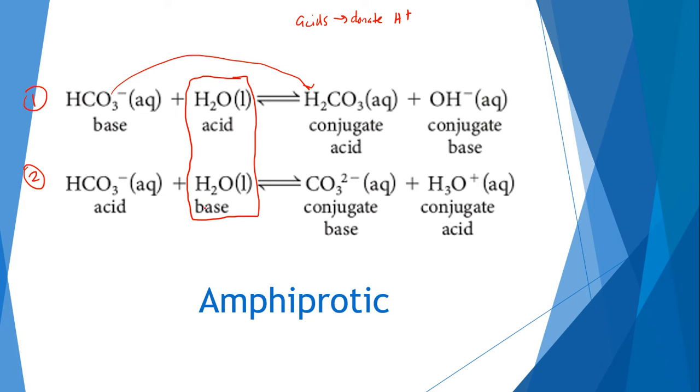Down here, water can act as a base by gaining protons. So bases gain an H+. So notice I went from having 2 hydrogens over here to having 3. This is an acid because it lost or donated its hydrogen. So here I have an H, but when I come over here, I don't have an H.